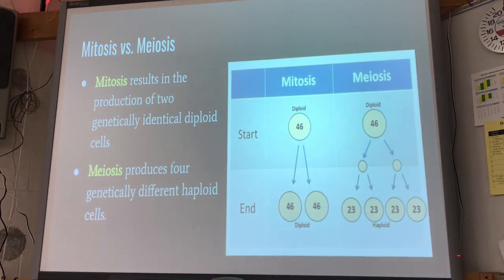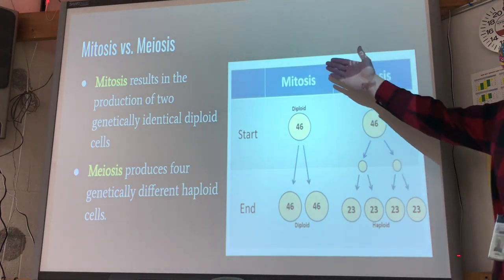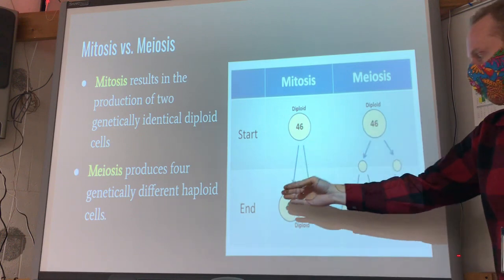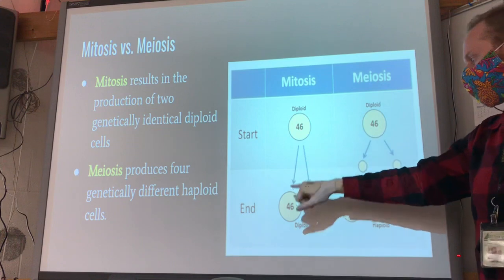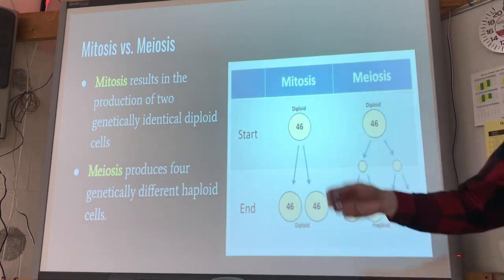All right, so mitosis versus meiosis. We just drew mitosis. We start with one diploid cell. We end up with two genetically identical diploid daughter cells. Mitosis starts with one diploid cell. We end with two diploid cells. We, as humans, have 46 chromosomes. We end up with two cells that have 46 chromosomes.